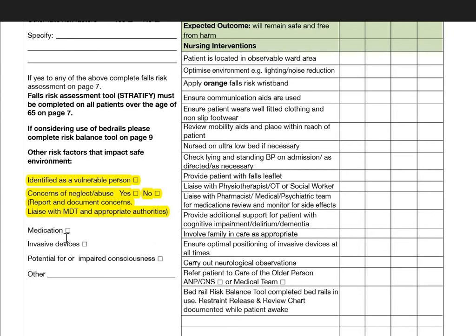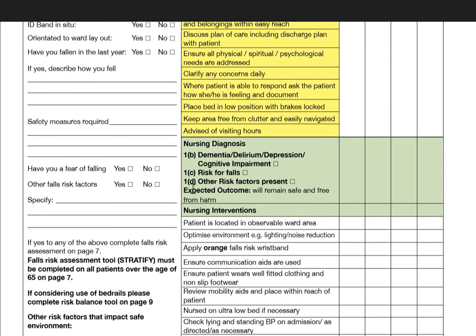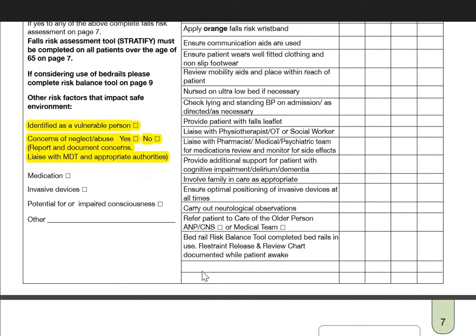Is there any medication that might impact the patient's safe environment? Have they any invasive devices? The potential for impaired consciousness, or anything else that might impact on the patient's safe environment, okay? So if there is, we can activate this Care Plan 1D, other risk factors present, and if there is nothing here in the pre-printed interventions, you can write in your own interventions there.